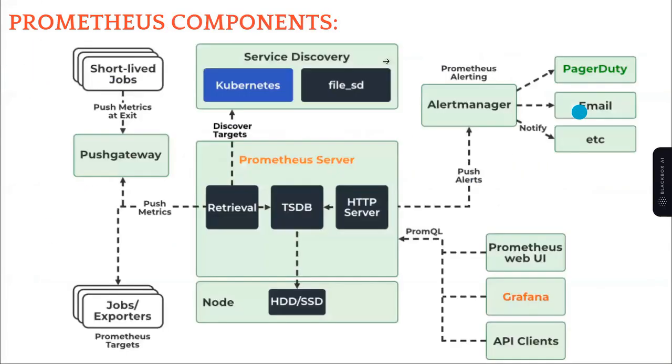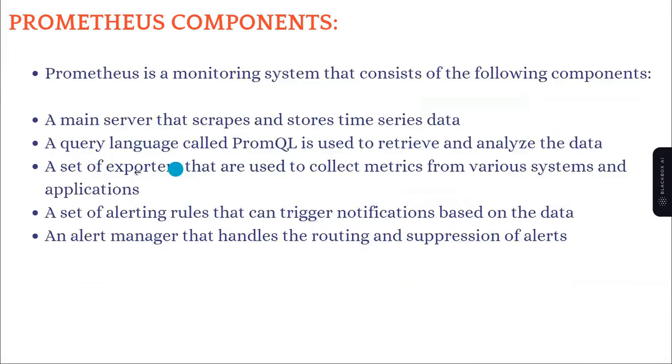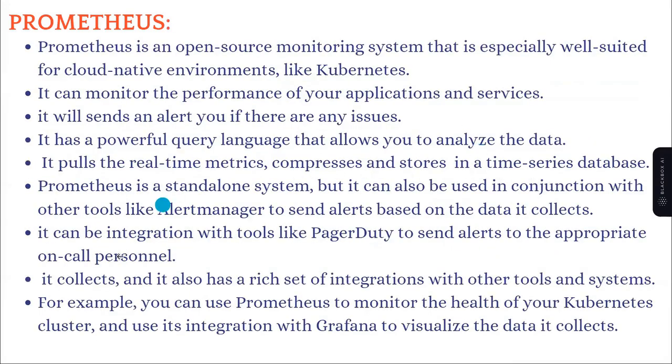Are you seeing PagerDuty, email, etc. here? All these are going to send alerts for us. For example, Slack is for communication in an organization. Mail is also for communication only. PagerDuty is also for communication. For example, if so and so server stopped responding, it might be PagerDuty, email, or Slack. One of these is going to send me an alert message: so and so worker is not working properly. Prometheus uses the PromQL language, as we said here. It can be integrated with PagerDuty to send alerts to the appropriate on-call person.